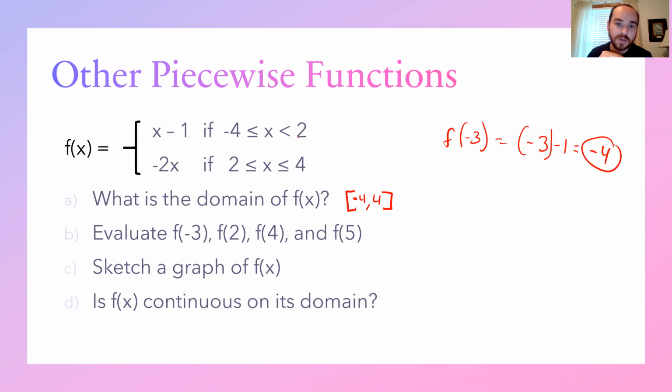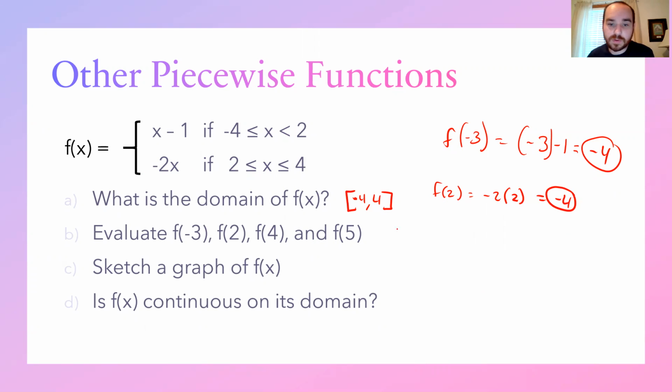F of 2, now you see 2 is in both of these, but because this one's less than, 2 does not fit into this equation. 2 only fits into this equation. This is the less than or equal to sign here. So in this case, -2x, so f of 2 equals -2 times 2, because that's our x value, equals -4 as well. Interestingly, these both came out the same.